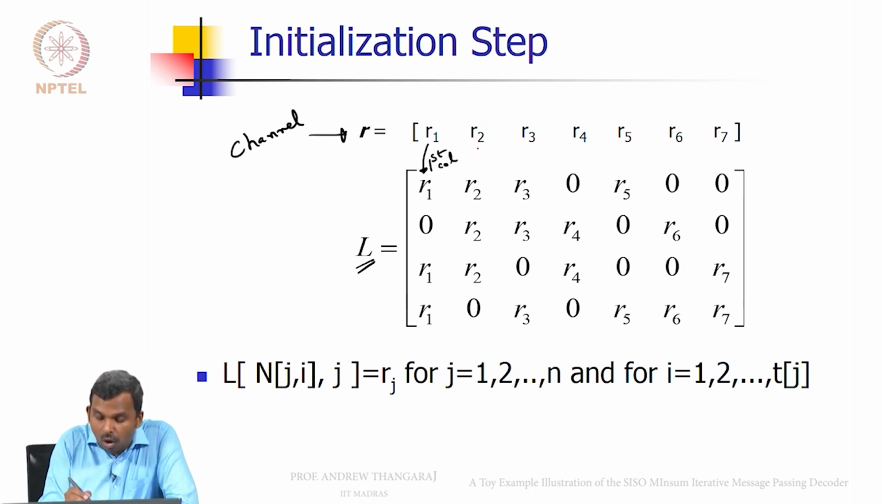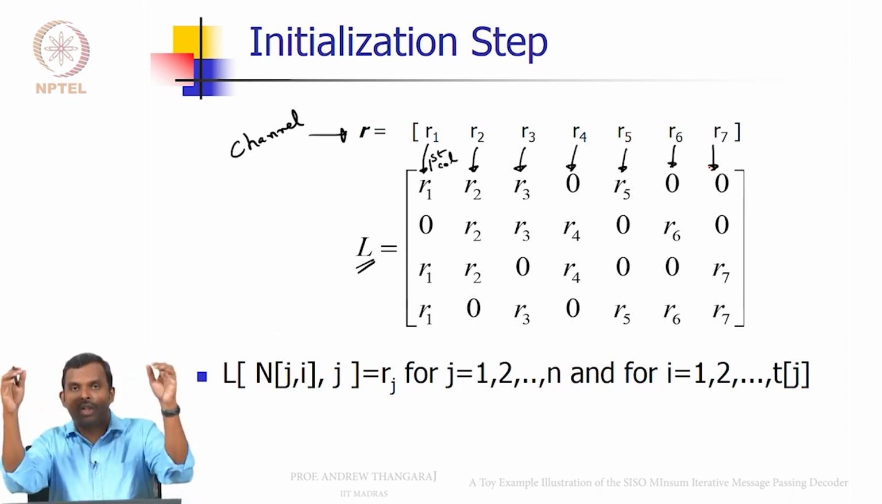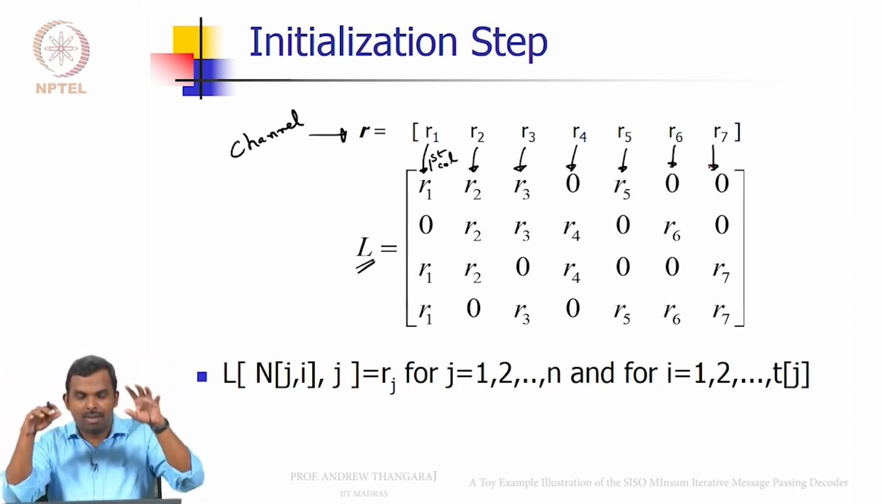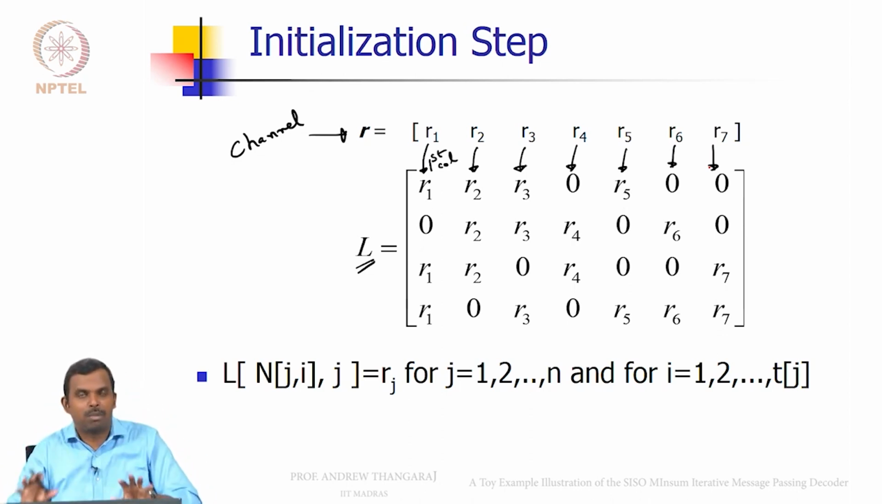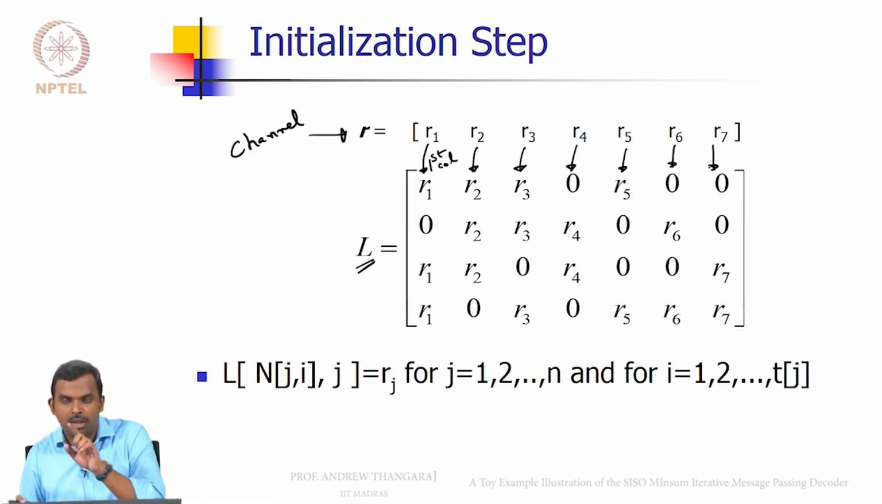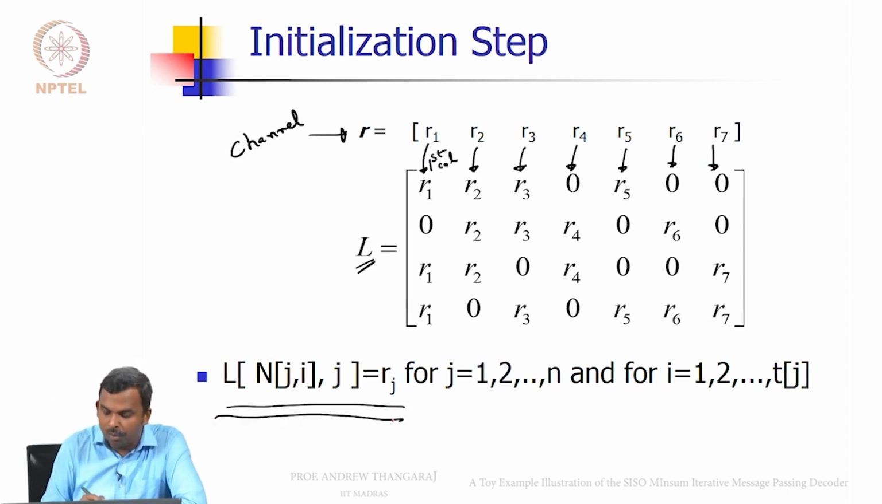All non-zero positions in the second column will have R2, all non-zero positions in the third column will have R3, all non-zero positions in the fourth column and so on. You can visualize that the received values are dropping down the columns, and wherever there are non-zero positions they go and store themselves there. R1 gets stored on the first column, R2 on the second column, R3 on the third column, likewise.